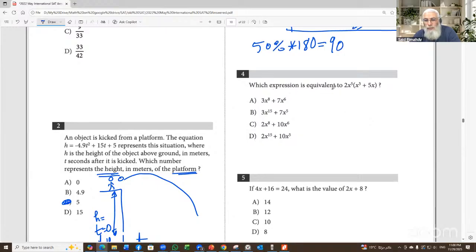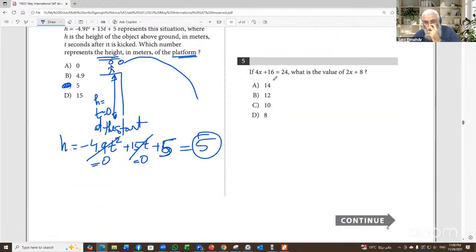Which expression is equivalent to 2x to the power 5 multiplied by x to the power 3 plus 5? So we distribute here: 2x to the power 8, and 2 times 5 is 10, x to the power 6. So x to the power 6, this is the correct answer. Next: if 4x plus 16 equals 24, what is the value of 2x plus 8? So 4x divided by 2 is 2x, and 16 divided by 2 is 8. So 24 divided by 2 is 12. So the answer is 12.